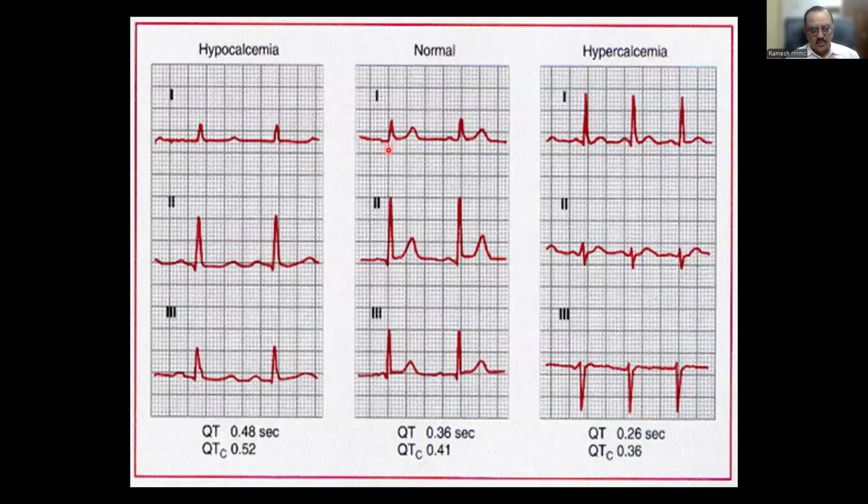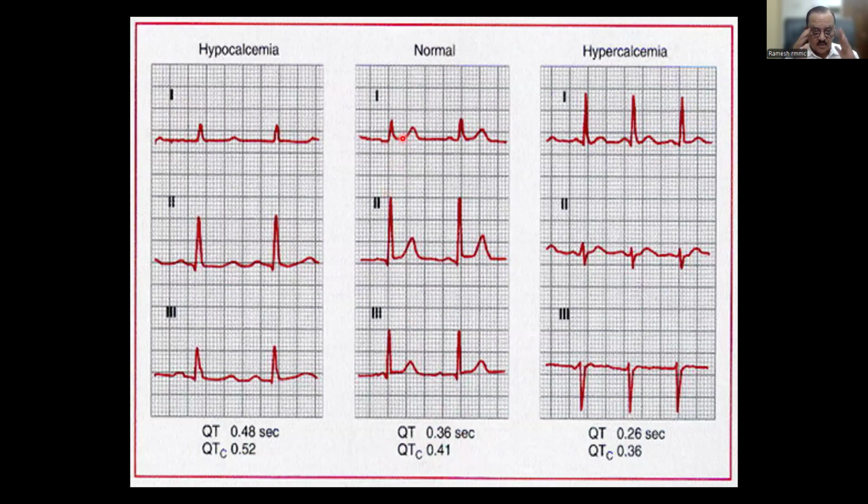How do you measure the QT? From the beginning of the Q wave to the end of the T wave, this distance. Just keep it in mind. See this, 0.41. Normal measured QTc is 0.41, and 0.45 is also normal. So it is a normal QT.